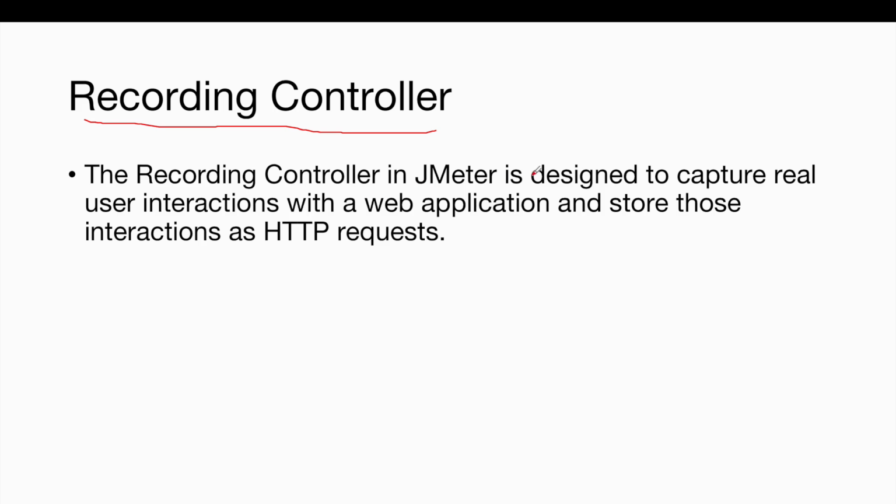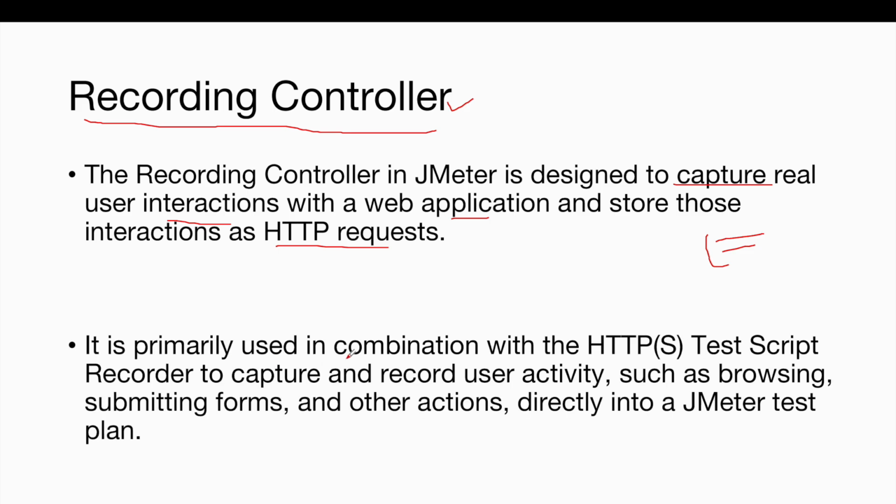The recording controller in JMeter is designed to capture real user interaction with a web application and store those interactions as HTTP requests. It means whenever you are performing an action on the web page, those actions will be recorded under the recording controller. It is primarily used in combination with the HTTPS test script recorder. As we discussed earlier, we used the recording controller to record user activity such as browsing, submitting forms and other actions directly into the JMeter test plan. Let us understand how the recording controller works.